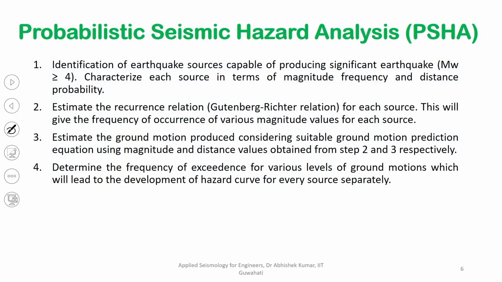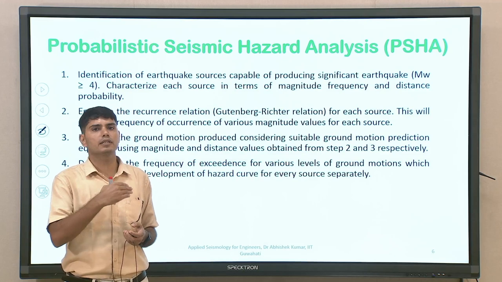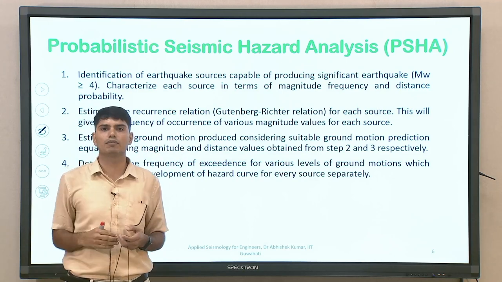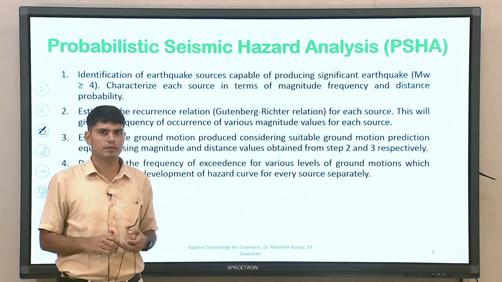So, step 1 is going to give you the magnitude frequency and the distance probability. Step 2 is going to tell you overall, in a particular region or on a fault, what is the frequency of different magnitudes to get repeated during a particular period. Step 3 will give you the ground motion which is going to be produced, considering the seismic scenario of magnitude in step 1 and step 2 and the distance probability in step 1.